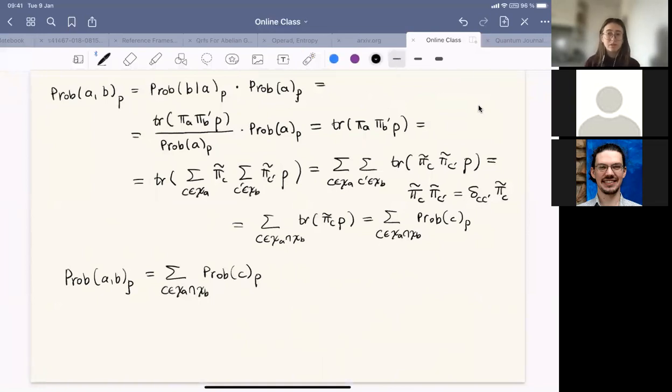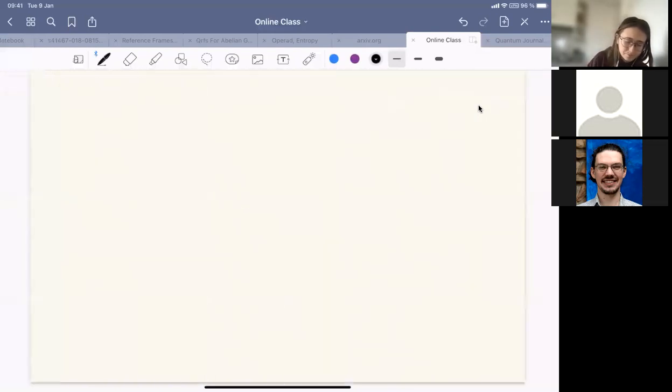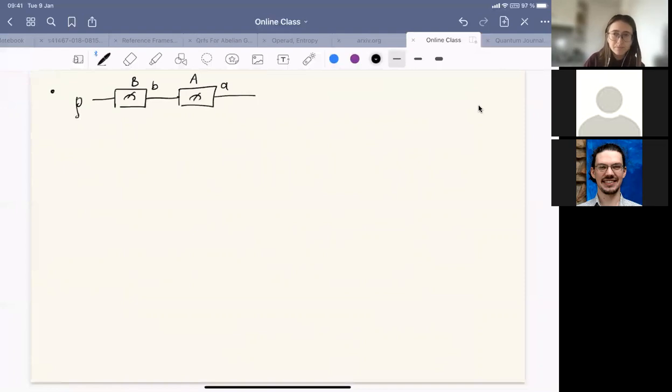Now let us consider another measurement scheme. So we start again with a state rho. We first measure the observable B and get outcome small b. Then we measure the observable A, getting the outcome small a. And now we again want to compute the joint probability distribution of a and b given the initial state rho.